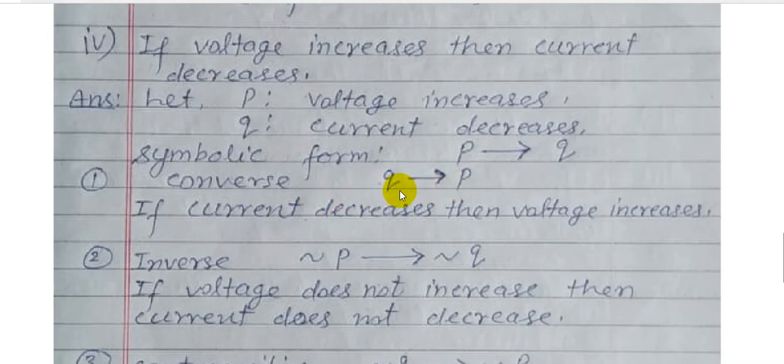So what will be the verbal form for Q? Current decreases, but already a single arrow is used in between them. So we should start any statement from if. We write here, if current decreases, then voltage increases.